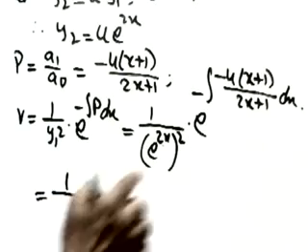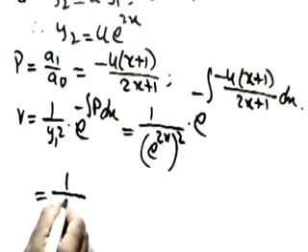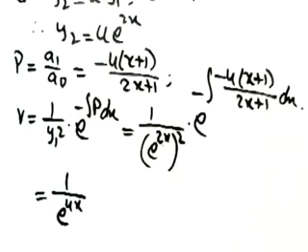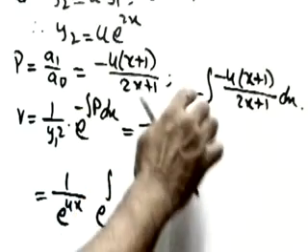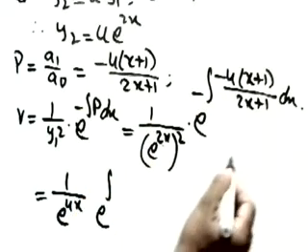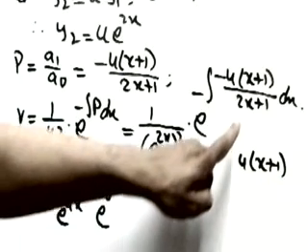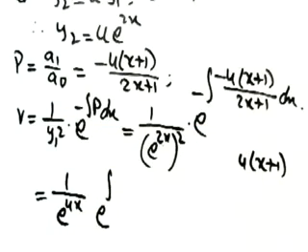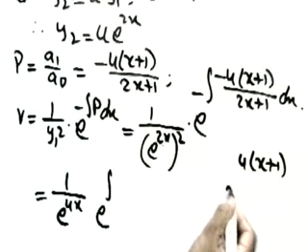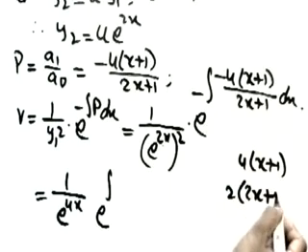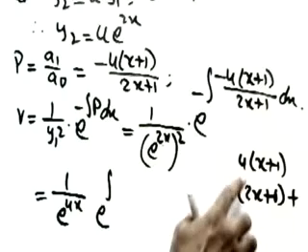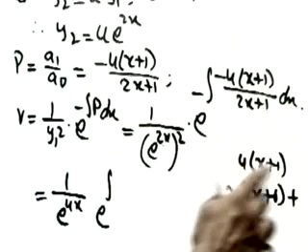So this step is very important. See here, this will become e power 4x in the denominator. Now minus of minus will become plus, e to the power of integration. Now see here, we have 4 into x plus 1. We have to change it like this, in terms of 2x plus 1.